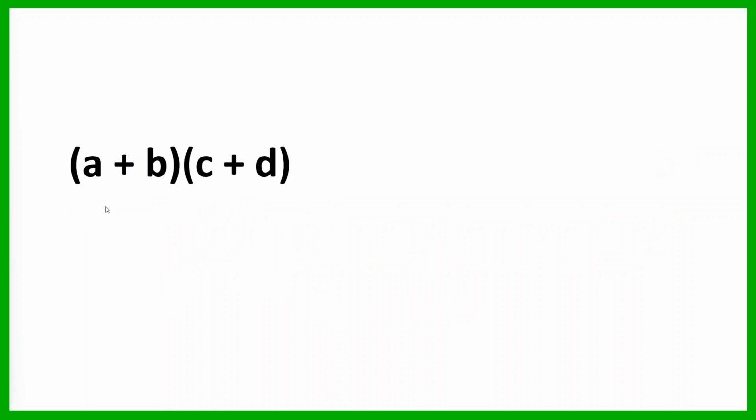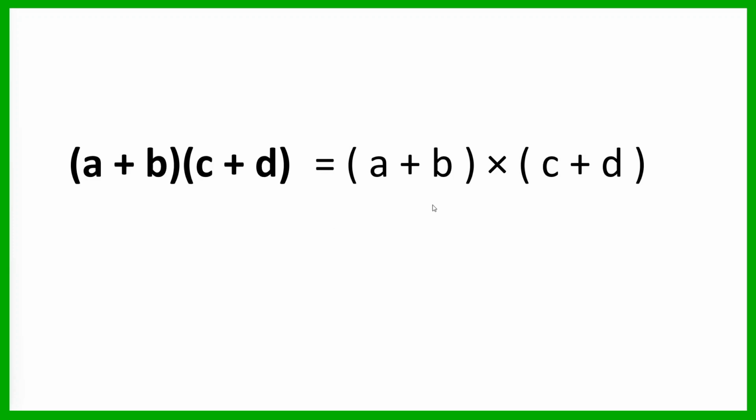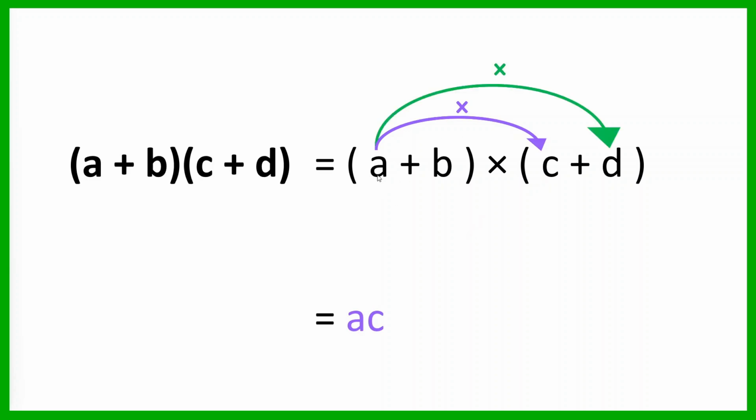If you've got a plus b multiplied by c plus d, we're just going to write that a little bit expanded so you can see a little bit more easily what we're doing. We're going to take the a, the first term in the first set of brackets, and multiply it by each term in the second set of brackets. So I take the a and multiply it by the c, and that gives me AC. I'm also going to take that a and multiply it by the d, and that gives me plus AD.